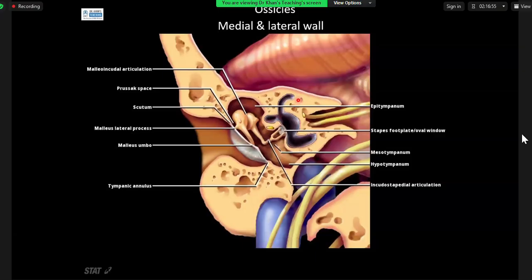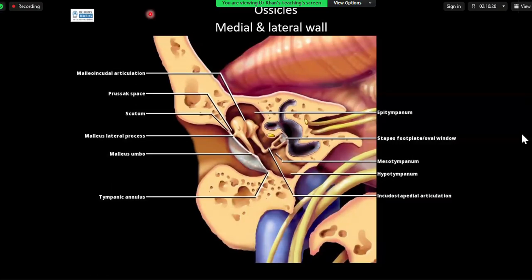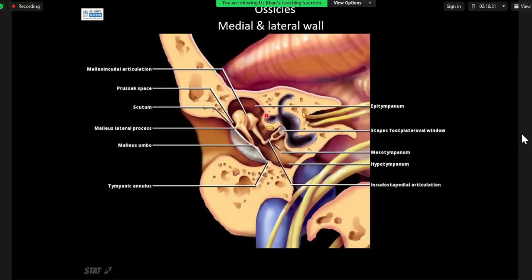Now, as far as internal ear is concerned, we have got a cochlea and we have got a vestibule. From the vestibule, we can see lateral semicircular canal, superior semicircular canal, and posterior semicircular canal, which is not visible here. Now, this is the lateral semicircular canal, which is very well seen on imaging on a CT scan. And this is a landmark.